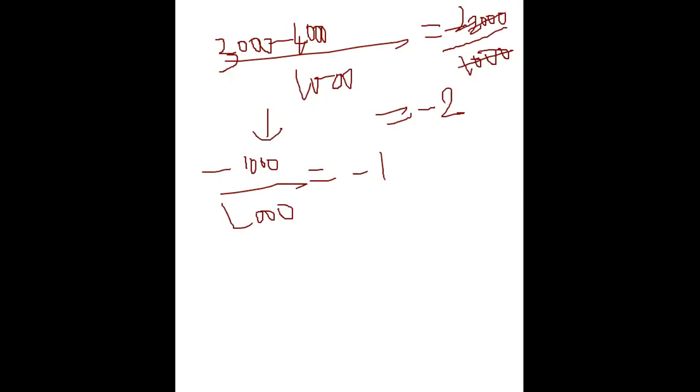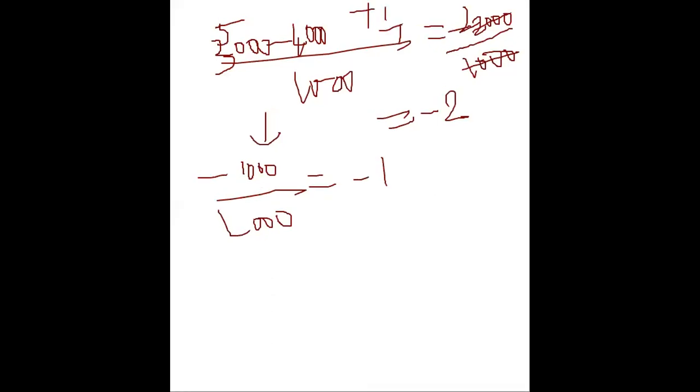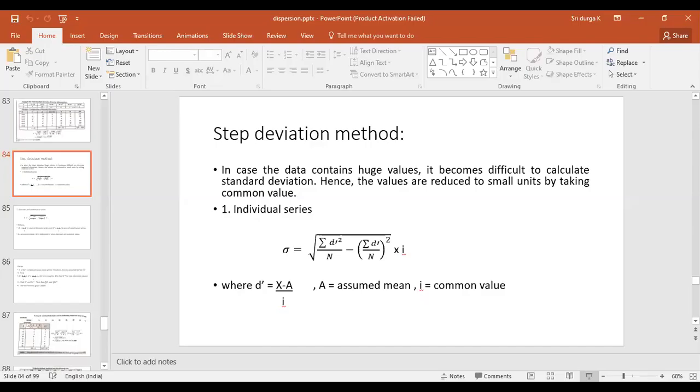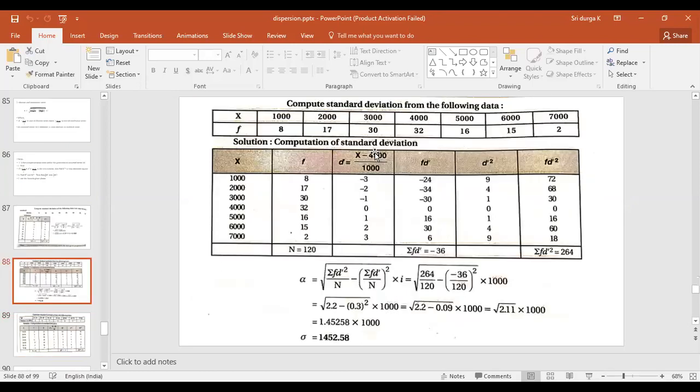0 by 1000 is also 0. After which all the next numbers will be positive. 5000 minus 4000 is positive 1000, and positive 1000 divided by 1000 will give you 1. 6000 minus 4000 by 1000 is 2. 7000 minus 4000 by 1000 is 3. I hope everybody understood until here. Did you all understand that table which I was teaching? That is the calculation of D dash.